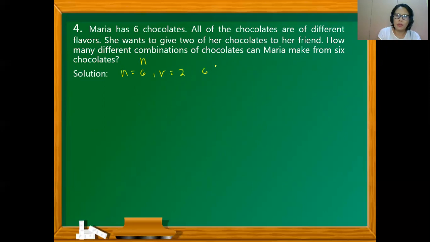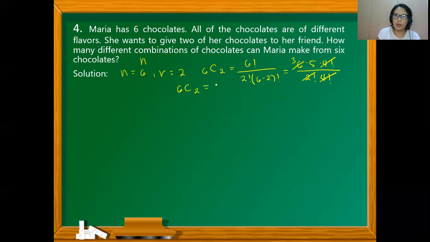So this is combination of 6 taken 2. So we have 6 factorial all over 2 factorial times quantity 6 minus 2 factorial. So this is 6 times 5 times 4 factorial all over 2 factorial times 4 factorial. So 4 factorial cancels. We know that 2 factorial is 2, so this will be 3 and this will be canceled. So 6C2, or combination of 6 taken 2, is equal to 15.